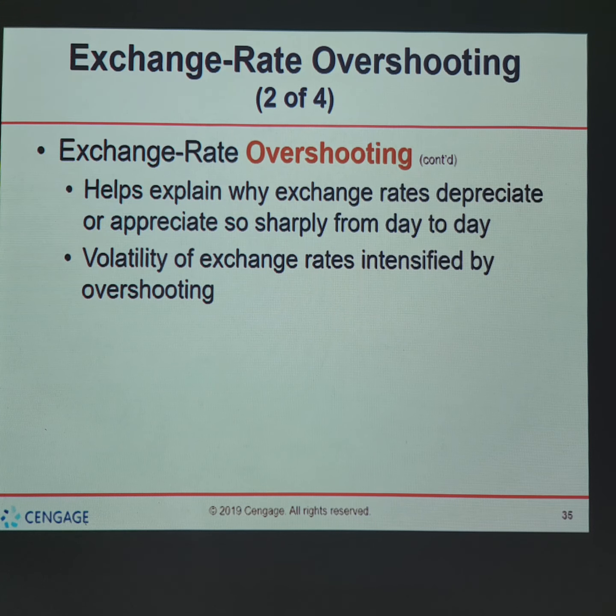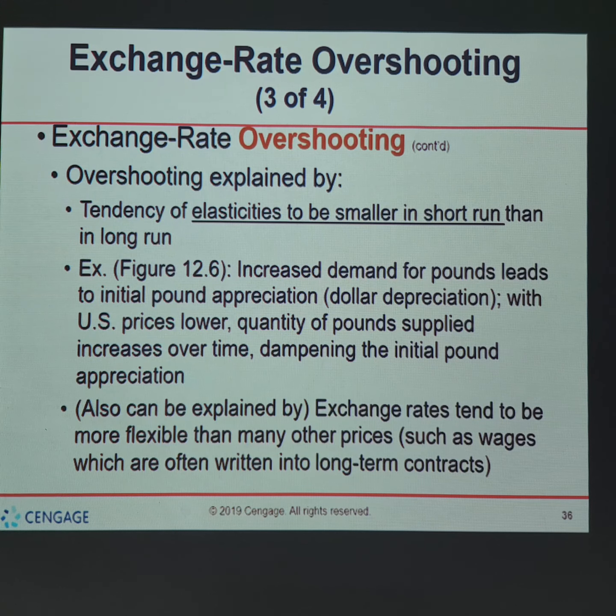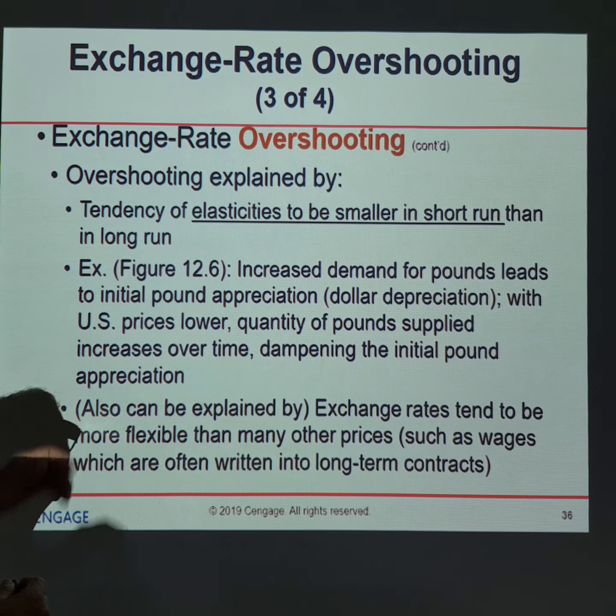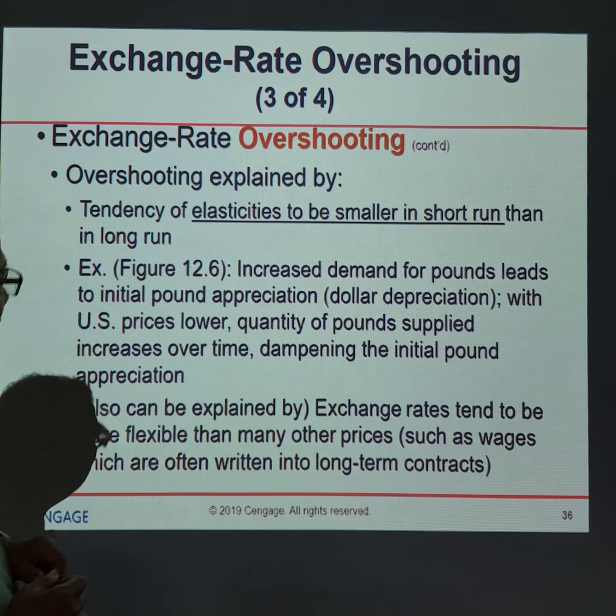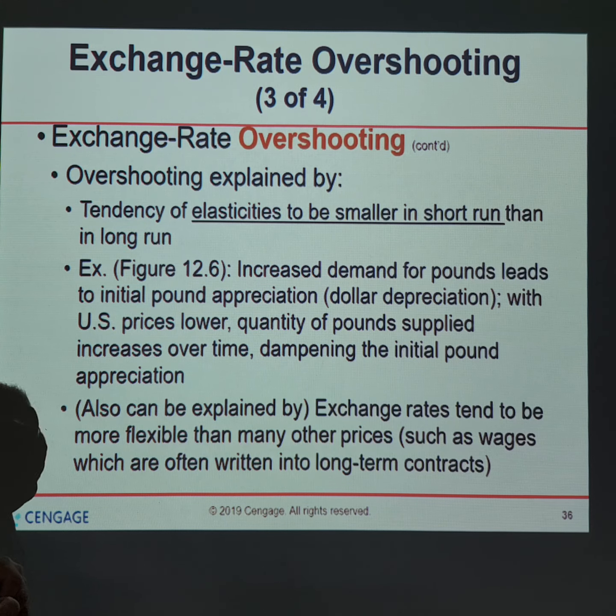That helps explain why exchange rates depreciate or appreciate so sharply from day to day. Volatility of exchange rates is intensified by overshooting. Overshooting is explained by the tendency of elasticities to be smaller in the short run rather than in the long run.